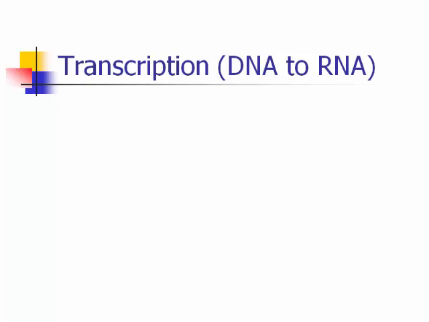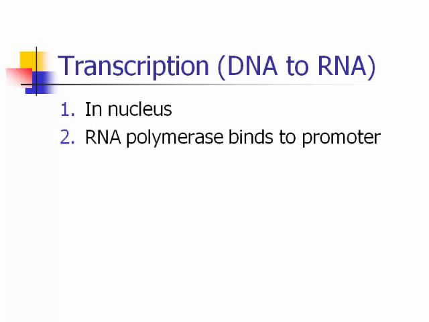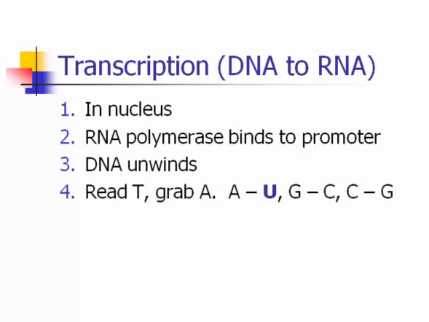It's the reading of DNA to make RNA. It happens in the nucleus. Remember, the RNA polymerase came up to the DNA, binds to the region called the promoter. Then the DNA unwinds.